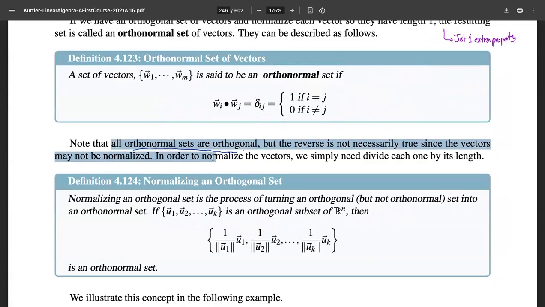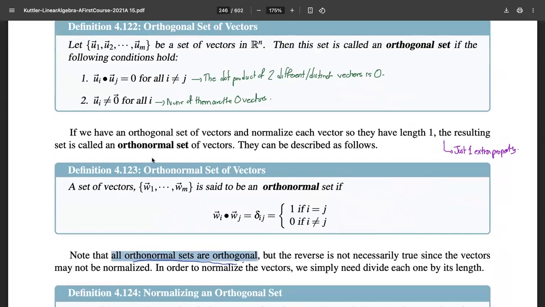So all orthonormal sets are orthogonal, because if we take an orthogonal set and normalize each vector so that they have length 1, the resulting set is called an orthonormal set of vectors. We also went through the concept of normalization under the subsection involving lengths. If you have a vector u, you normalize it by dividing u by the length of u.